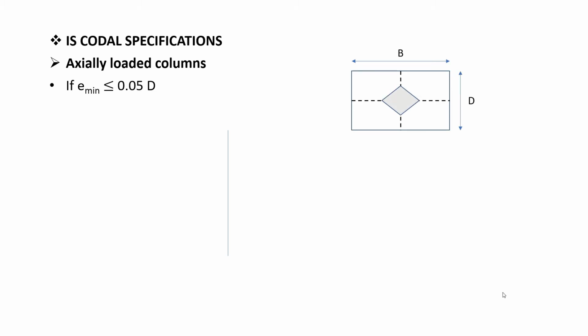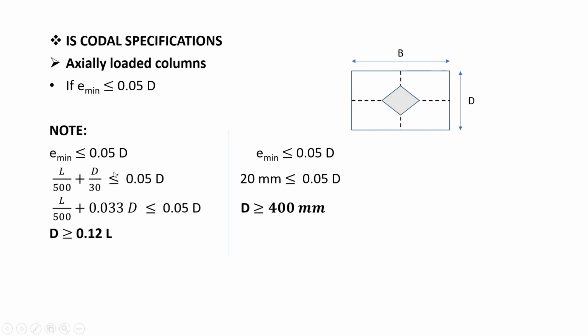Now, how do I know that a column is an axially loaded column or an eccentric column? As per IS 456, a column is an axially loaded column if my minimum eccentricity is less than or equal to 0.05 times D. So for example, if this is my column, then I can say that the column is an axially loaded column if my load falls within this region, that is in this gray region. This region is called the core or kernel of the section. So I can say that my minimum eccentricity is less than or equal to 0.05 D.